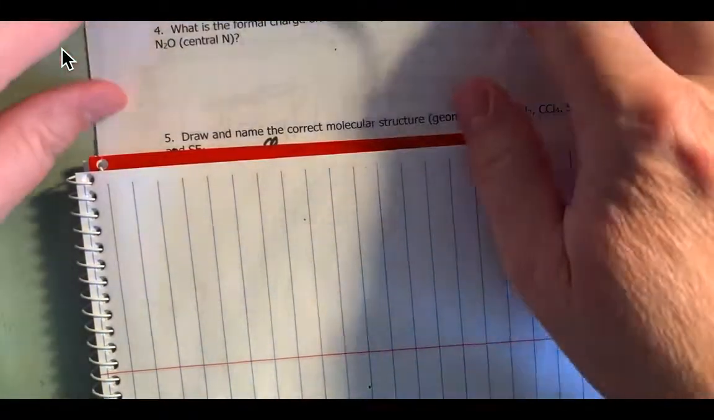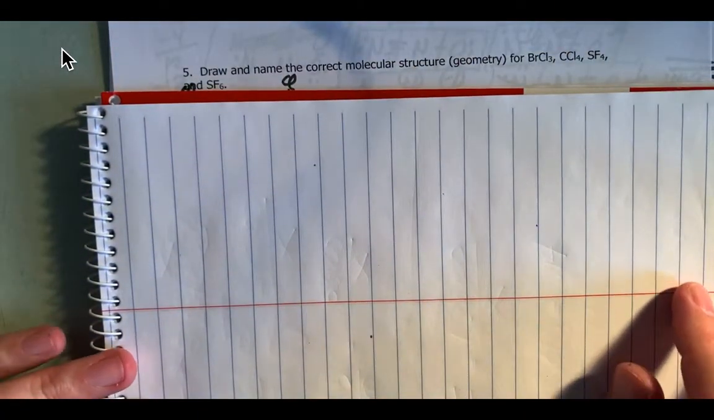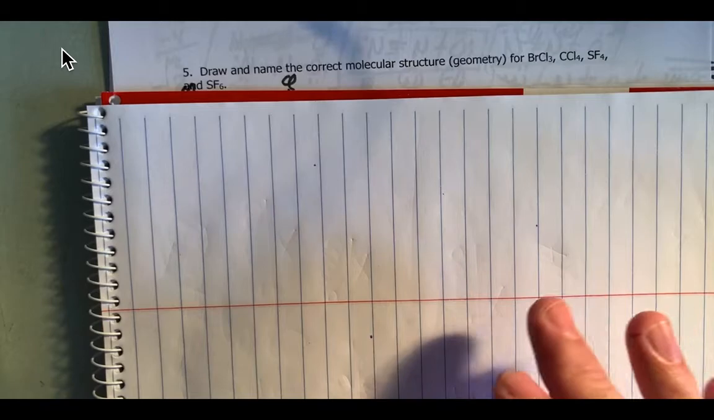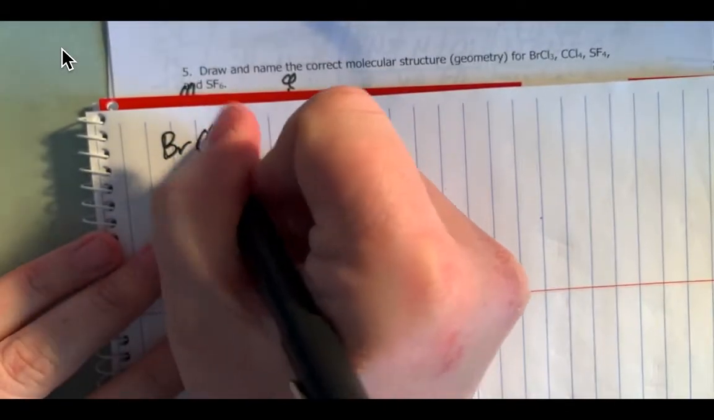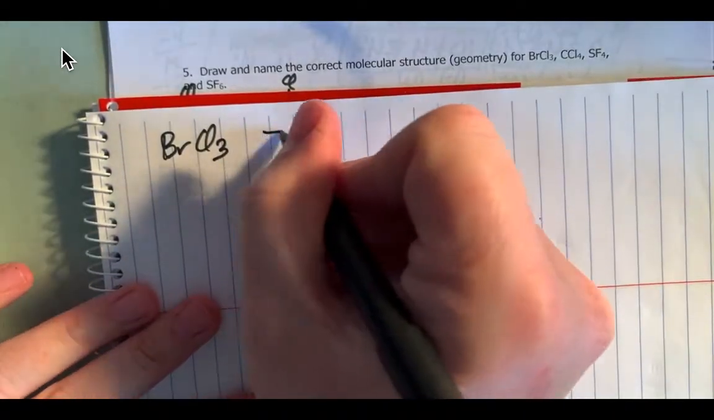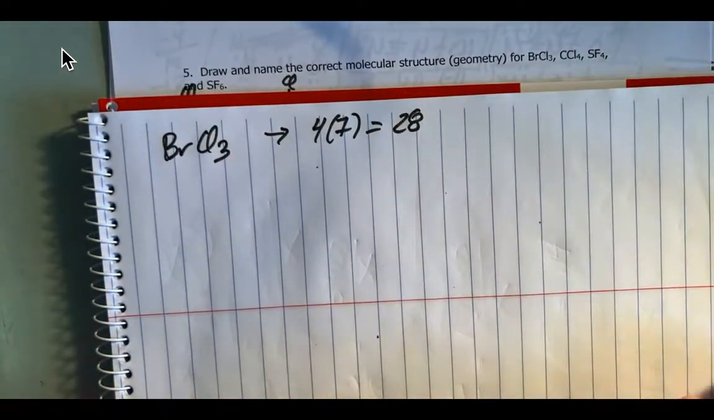All right, we're going to do molecular structures for a few different molecules here. I'm going to use my extra paper to give myself a little bit more room. So the first one is going to be BrCl3. That ends up being 28 total valence electrons.